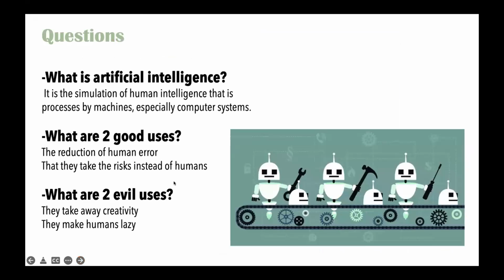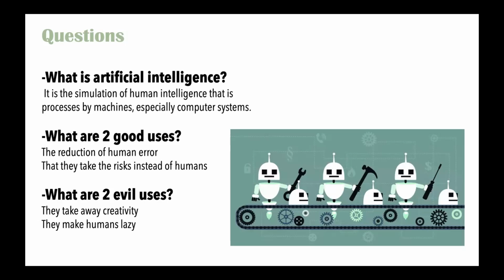So these are some questions that I want to answer. What is artificial intelligence? It is a simulation of human intelligence, but it is made by machines or computer systems. Two good uses that come from artificial intelligence are the reduction of human error, and that artificial intelligence takes the risks instead of us.